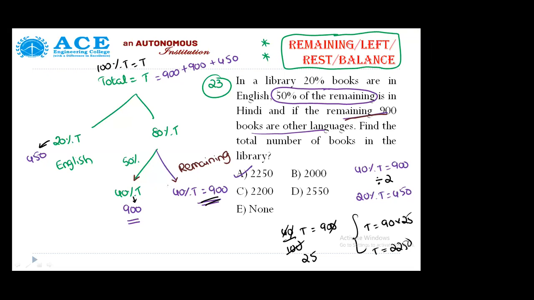Sir, 900 and here 450, this is out of 900 you have calculated. Yeah, 40% is 900 means 20% will be 450, right? Half of that. Okay, sir. Thank you, sir.